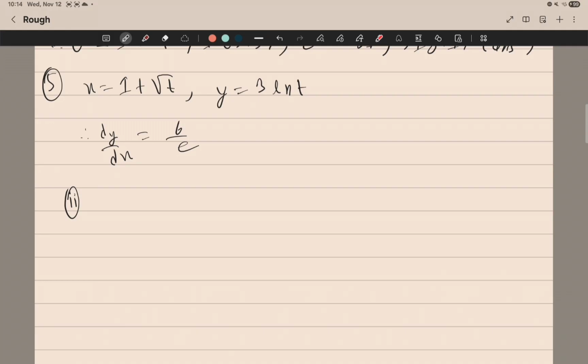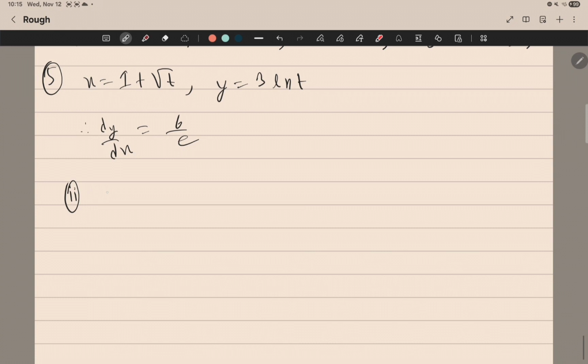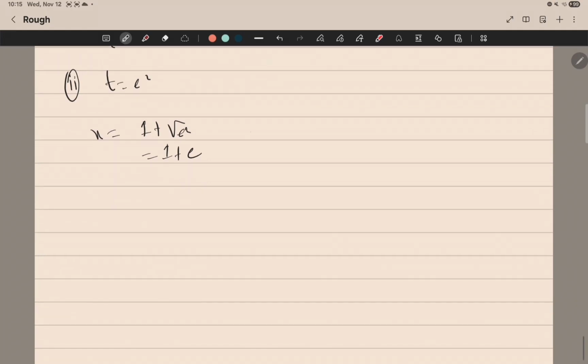So I figured out how to do it now. First of all, we substitute the value of t in those equations, and the value of t is e squared. How do I know? I figured it out in the first part. So t is equal to e squared. We know that. I mean, we found out. So x, y.